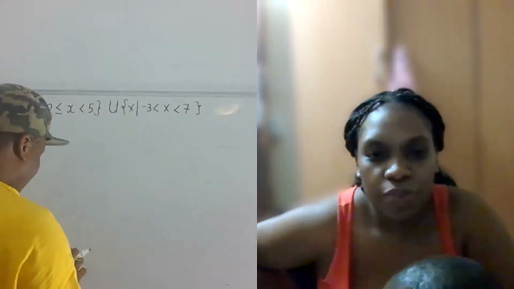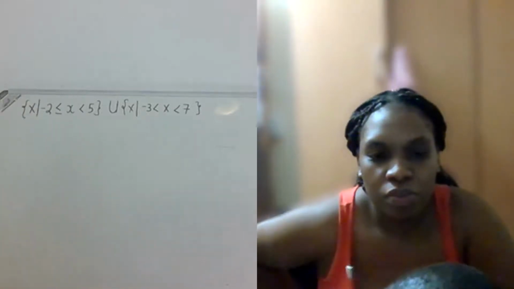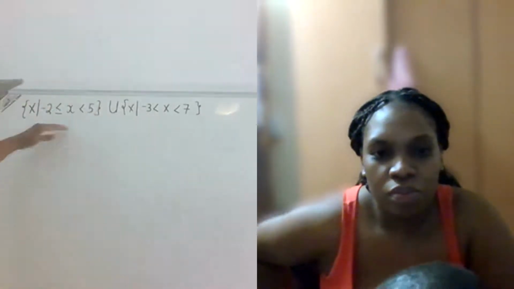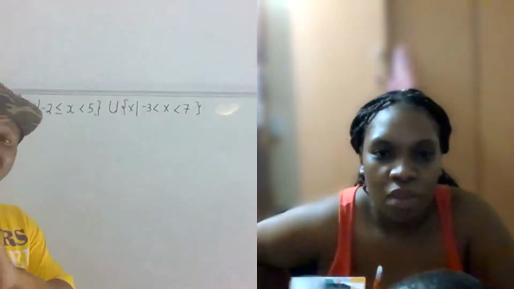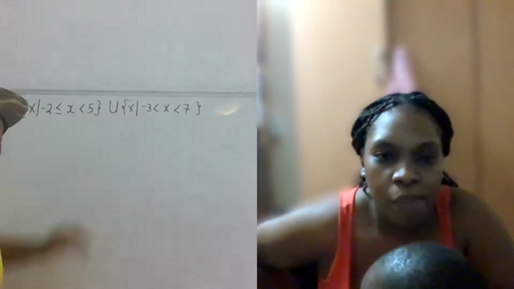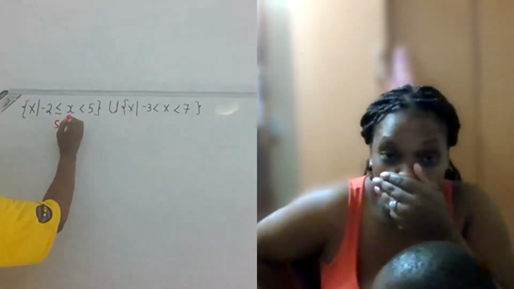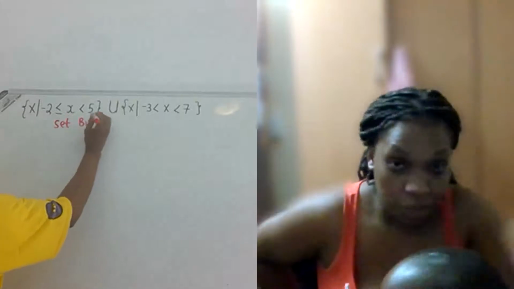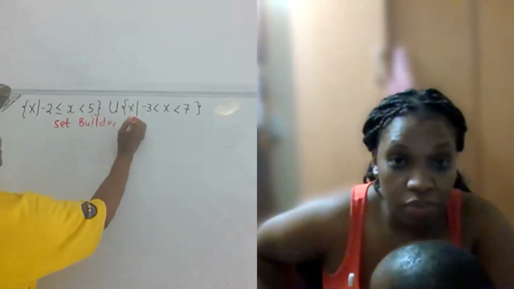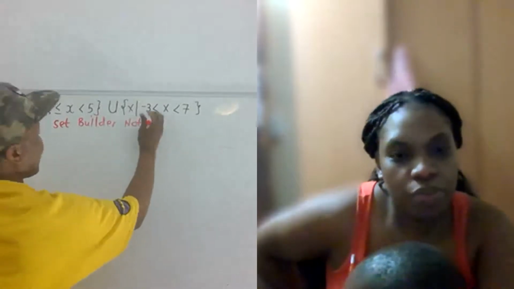Now let me explain something. For example, you see this data here. Before we do anything, this way of writing is called set builder notation. This is set builder notation.